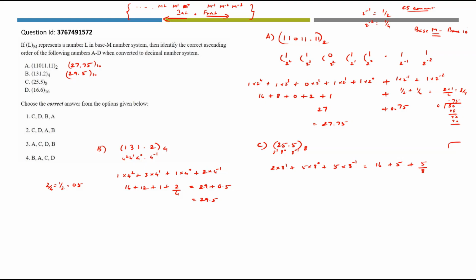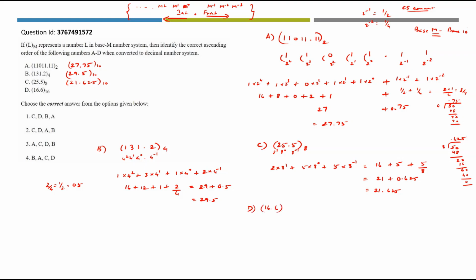What is 5 by 8? 6 8s are 48, then you have 20, then you have 2 here. This is 16, then 40, then 5. So this will be 0.625. So 16 plus 5 is 21, plus 0.625. When you add, you get 21.625. So let's write 21.625.